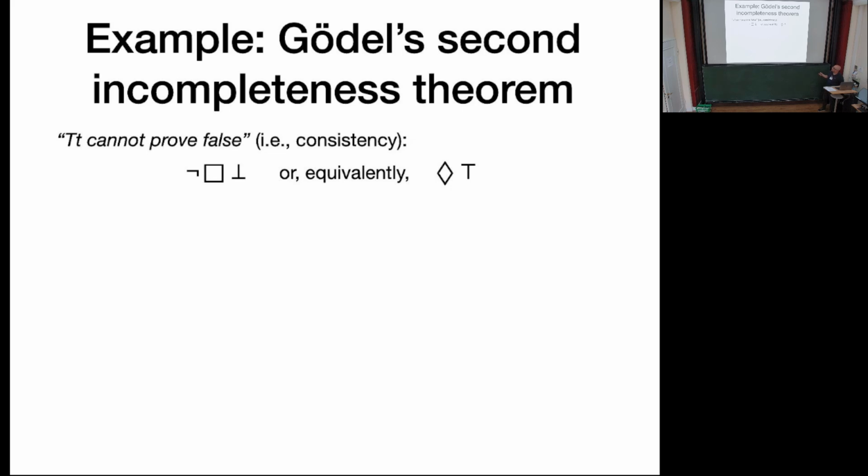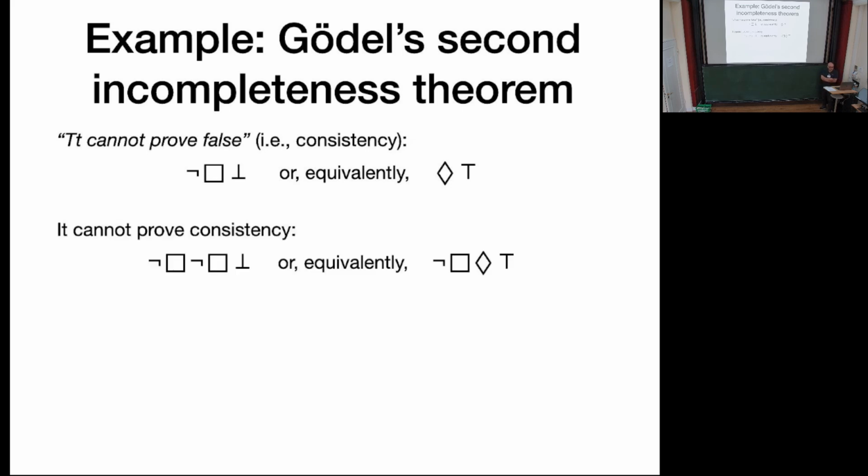You start with another way of saying that the system is consistent, which is not box false. So you cannot prove false. Or, if you want, diamond true, which is what James was thinking before. And so you cannot prove consistency means not box false, or not box diamond true.